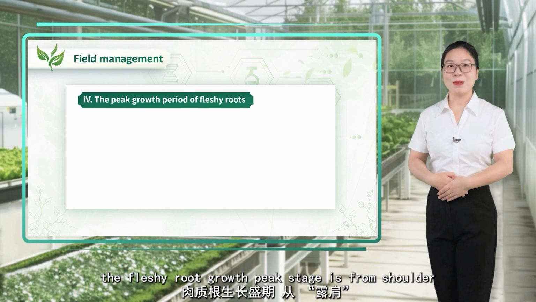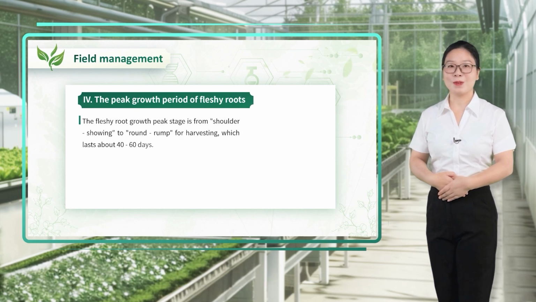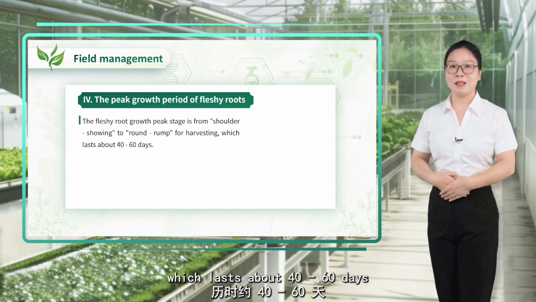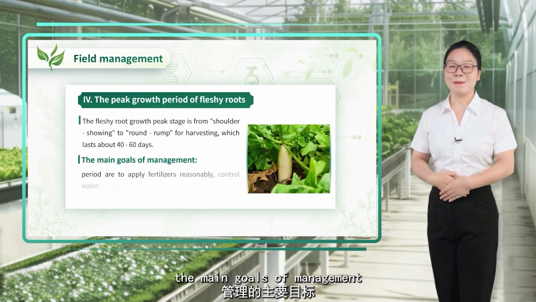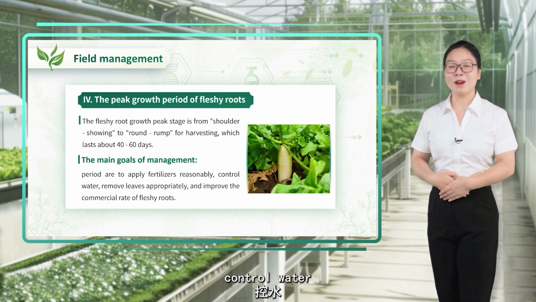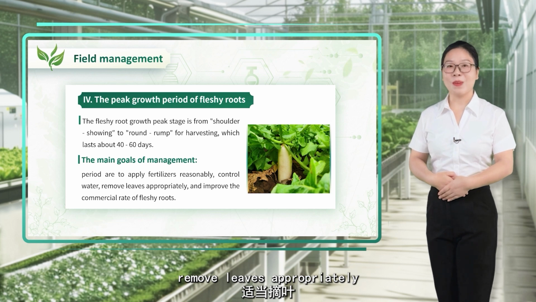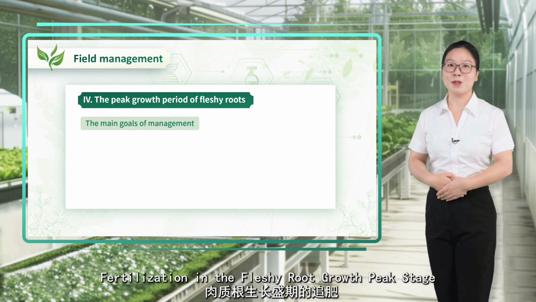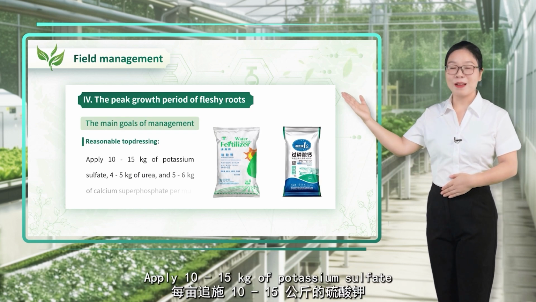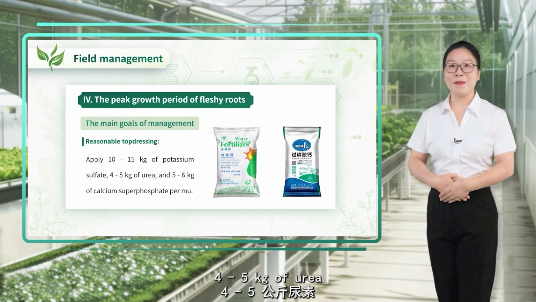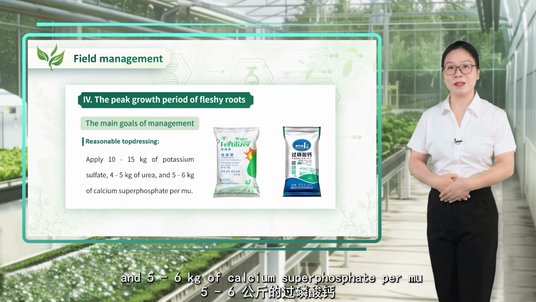The fleshy root growth peak stage is from shoulder showing to round rump for harvesting, which lasts about 40-60 days. The main goals of management during this period are to apply fertilizers reasonably, control water, remove leaves appropriately, and improve the commercial rate of fleshy roots. Fertilization in the fleshy root growth peak stage. Apply 10-15 kg of potassium sulfate, 4-5 kg of urea, and 5-6 kg of calcium superphosphate per mu.